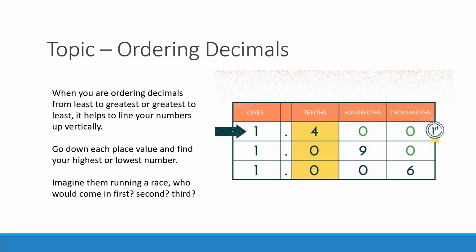So if you look at these decimals here, writing them vertically, if I'm trying to determine which one is my greatest number, notice in my tenths place here, this one has a 4 and these two have zeros. Automatically, this one comes in first place. It is my largest number. Then I go to compare my hundredths place with my last 2 remaining decimals. This one has a 9 and this one has a 0, so this one would come in second place. And then this one here has a 6 in my thousandths place, so this one would be in third.